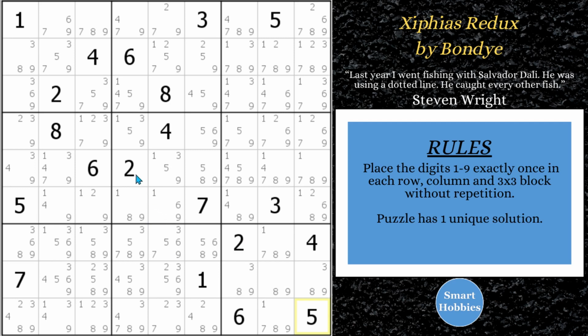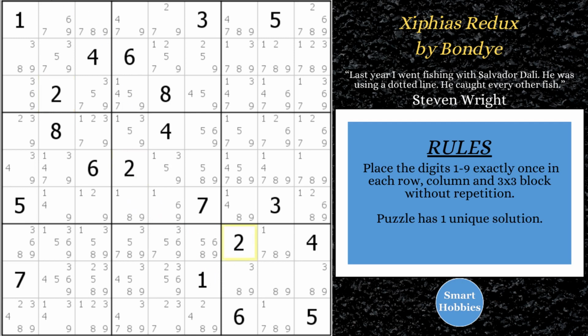Okay, so what we're looking at here is I'm just going to scan across, and I'm going to kind of just guess, where would there be some swordfish that I could do? And right now let's look at the number 2. So you see I have a 2 here, here, and here.